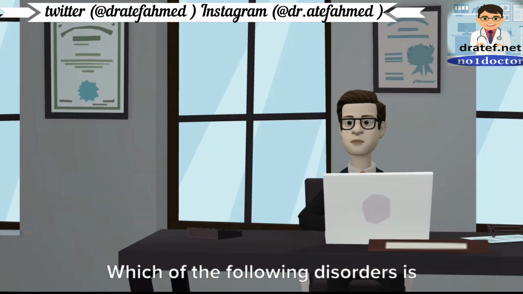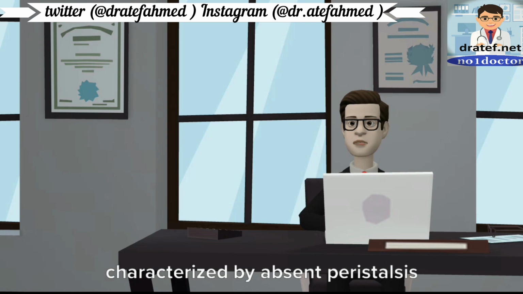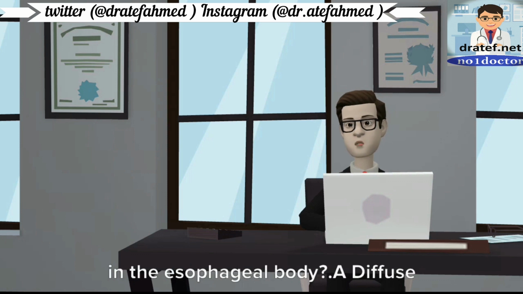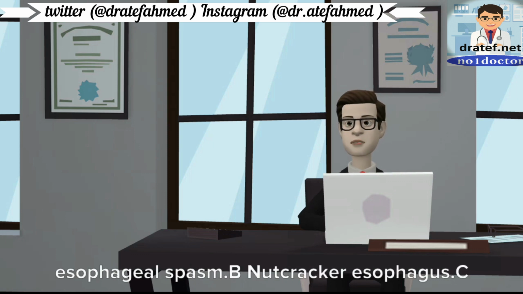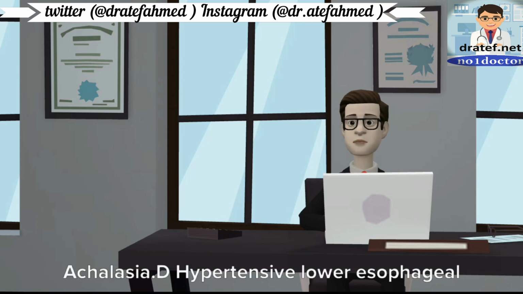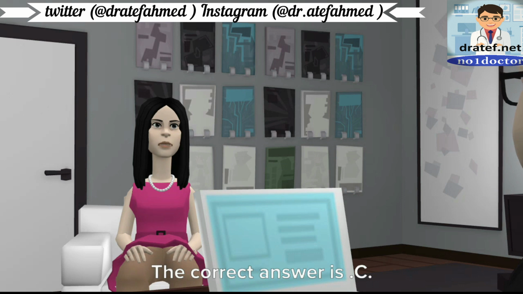Which of the following disorders is characterized by absent peristalsis in the esophageal body? A. Diffuse esophageal spasm. B. Nutcracker esophagus. C. Achalasia. D. Hypertensive lower esophageal sphincter. The correct answer is C.